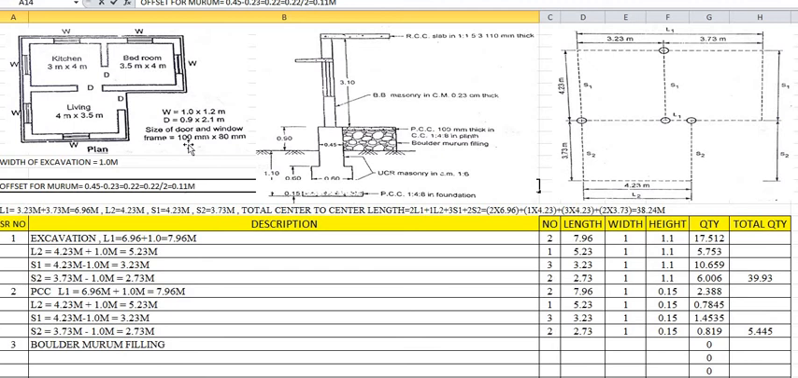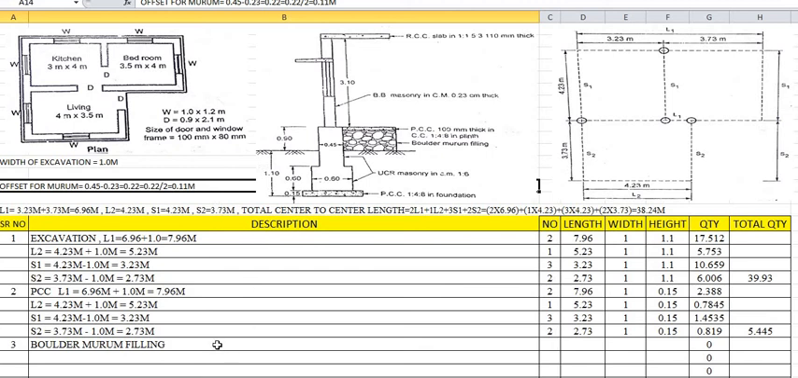This means the offset of this boulder filling at the inner side is 0.11 and at the outer side it is 0.11. Along this kitchen room it is 0.11, here also 0.11. That means along all the wall sections the offset for the murum filling is 0.11 from all directions. So along all directions it will be 0.11 meters.